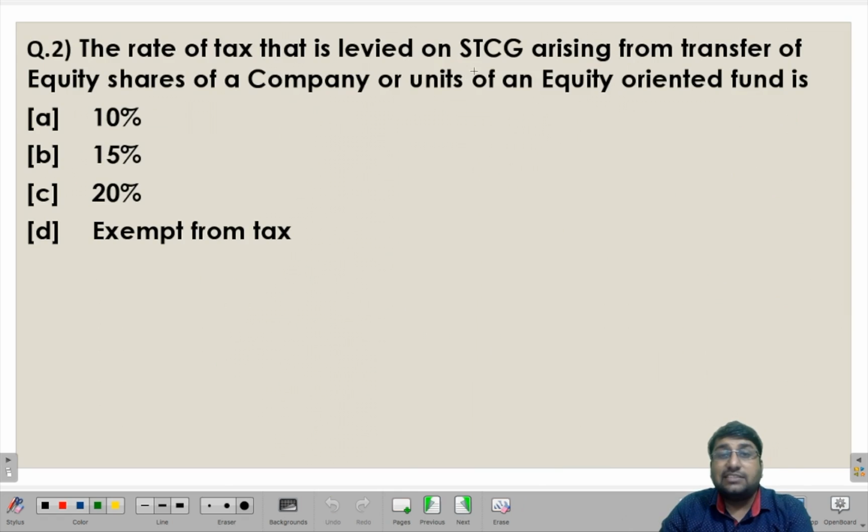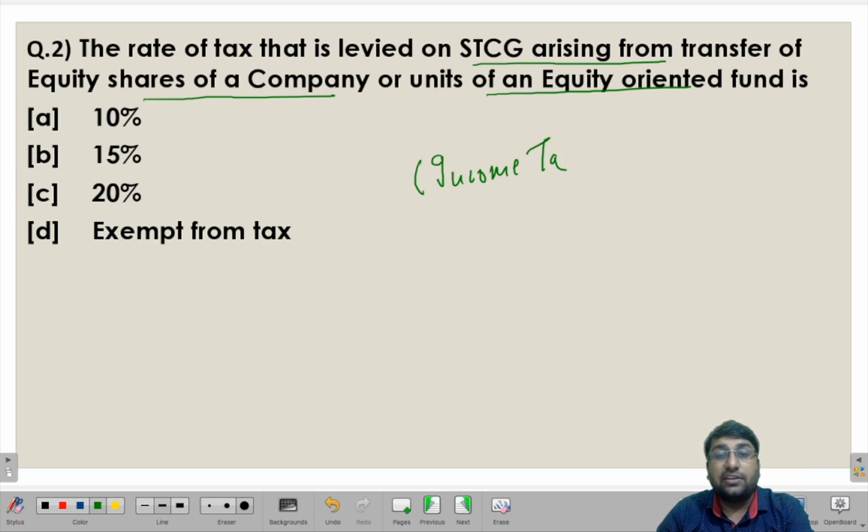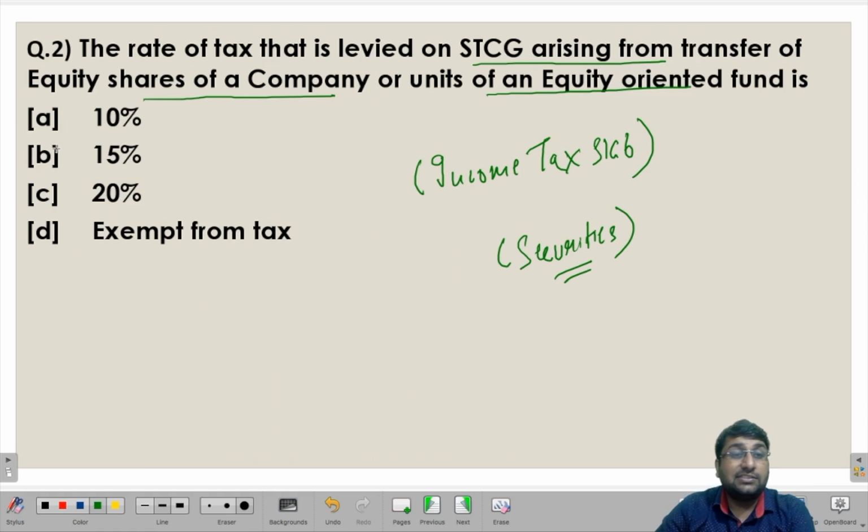The rate of tax that is levied on short-term capital gain arising from the transfer of equity shares of a company or units of an equity oriented fund is dash. Now you must be wondering that short-term capital gain is usually taxed at the ordinary rate, meaning the usual income tax slab applicable for the current financial year. But when we talk about short-term capital gain specifically relating to listed securities, then the rate has been specified, and the rate of tax applicable for short-term capital gain for securities is 15%.